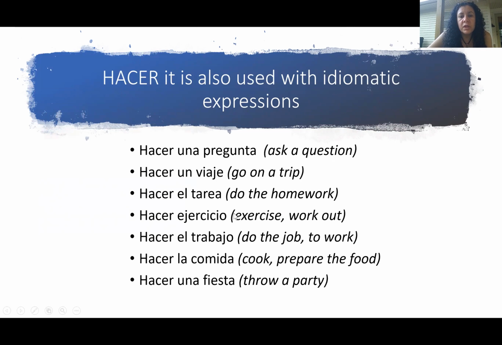Notice that we don't do the same things in English when we communicate these ideas with hacer. Look at that. To throw a party, we say hacer una fiesta, okay?